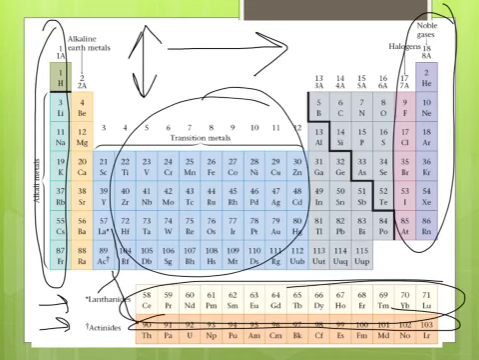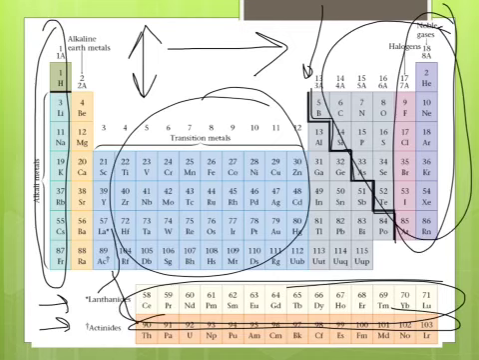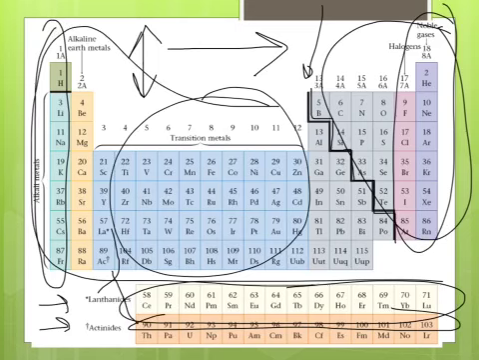Next, if you notice, there's a staircase. See that staircase drawn in? That staircase has a couple of important things you need to know. The staircase divides the periodic table from this upper staircase part, which are all nonmetals, to the lower staircase part, which are metals. So below the staircase are metals. Above the staircase are nonmetals. The elements that are straddling, touching the staircase, are known as the semi-metals or the metalloids.